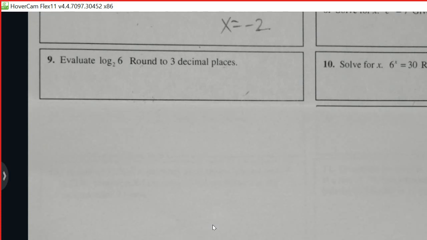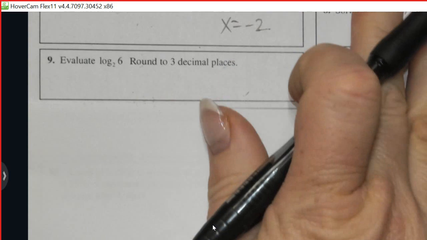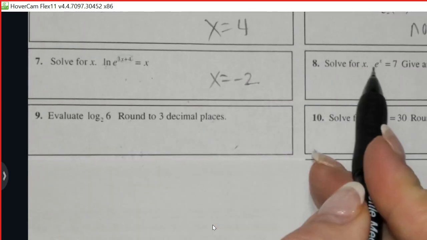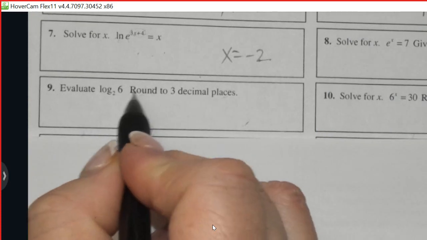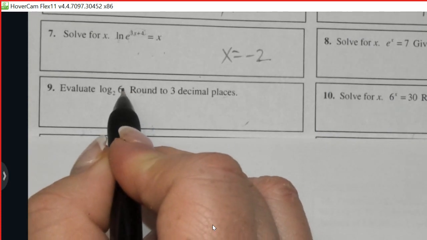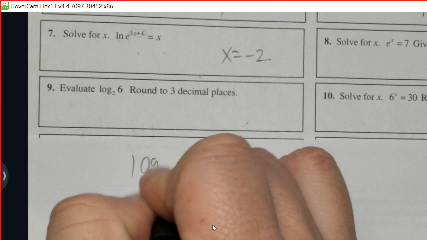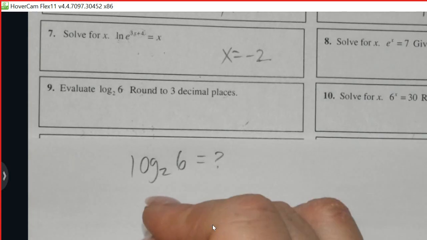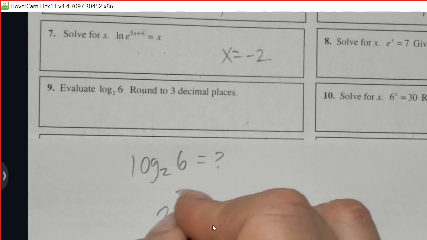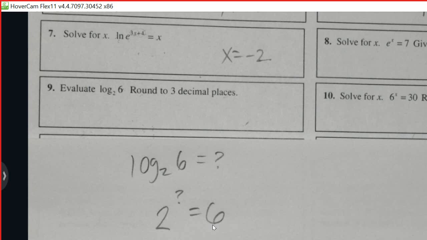A lot of students go, okay, here we have equations, but here there's no equation. So when you don't have an equal sign, think of it as equal coming after this number. So I'm going to write log base 2 of 6. There's no equals. I don't know what the answer is. So I'm going to write this in exponential form: 2 raised to, I don't know, equals 6. And now I'm going to see, can I do mental math?